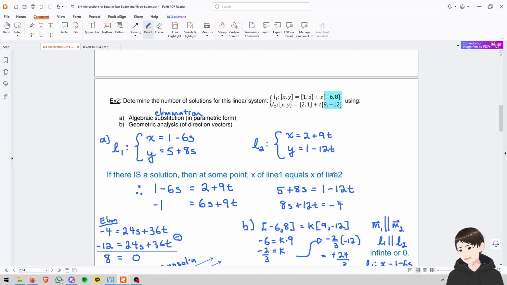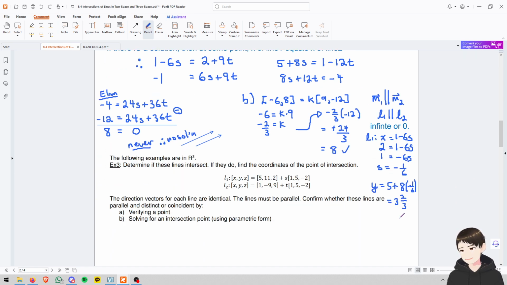It's supposed to be a y value of 1. It is not a y value of 1. Right? So it is parallel, but there is no point common between the two, so we know it is no solution. They are distinct.